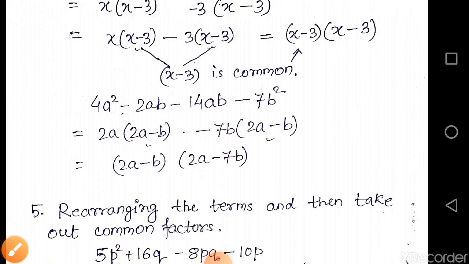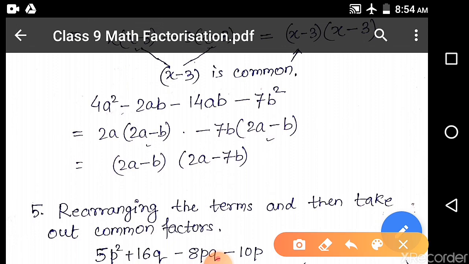See, this is 4a square minus 2ab minus 14ab minus 7b square. First consider the first two terms. We have 4a square and minus 2ab. So from this 4a square, 2a can be taken out common, and in the second term 2a can be taken out common. So what is left here, from 4a square 2a is left, and from this 2ab b is left when minus 2a is taken out common.